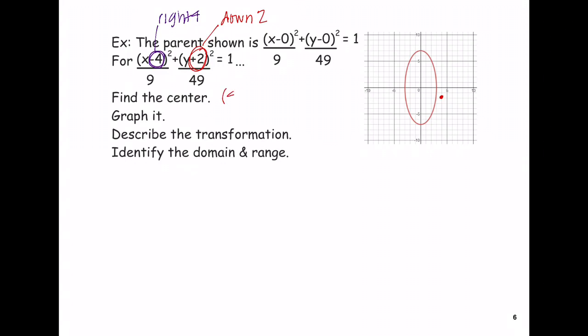We then look at the square root of 9, and whatever is underneath the x is going to move horizontally, so we can count 3 units to the left, 3 units to the right. We look at the square root of what's underneath the y to stretch vertically. So we are going to count 7 units up and 7 units down from our center, and we just translated our new ellipse.